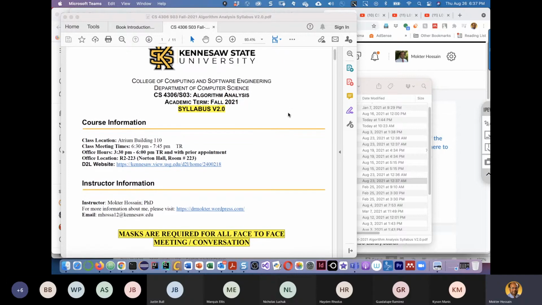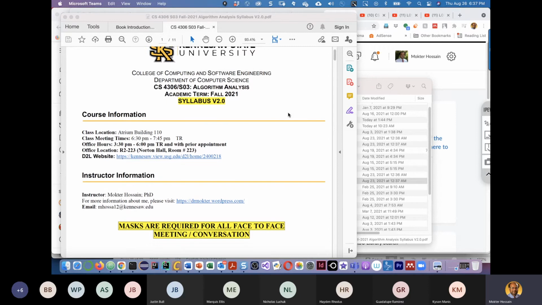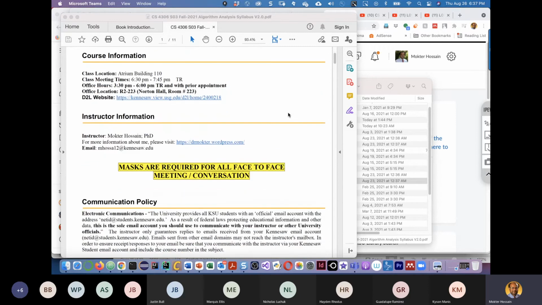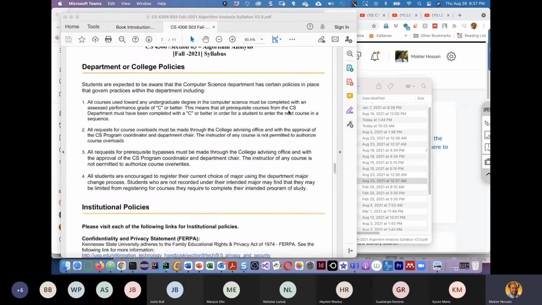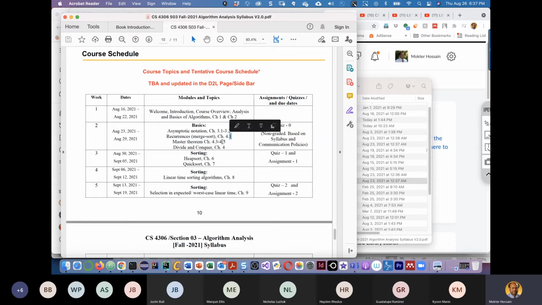So as usual, let us quickly open our syllabus. There is nothing changed in our syllabus, and so let us go to our schedule page. According to our schedule, we will cover Master Theorem today. We already covered the divide and conquer method we discussed in our last lecture. So today we will discuss Master Theorem.